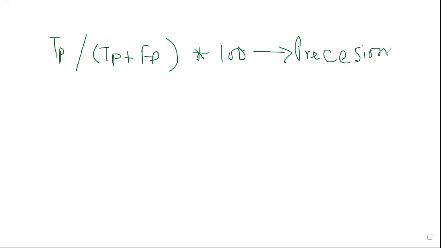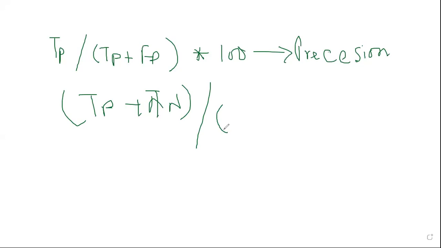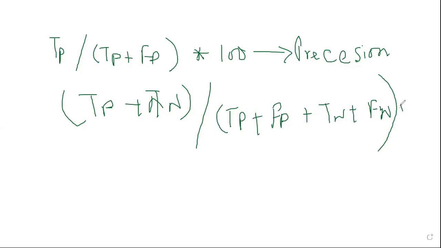Next is TP plus TN divided by TP plus TN plus FP plus FN, into 100. So this is the measure for accuracy.